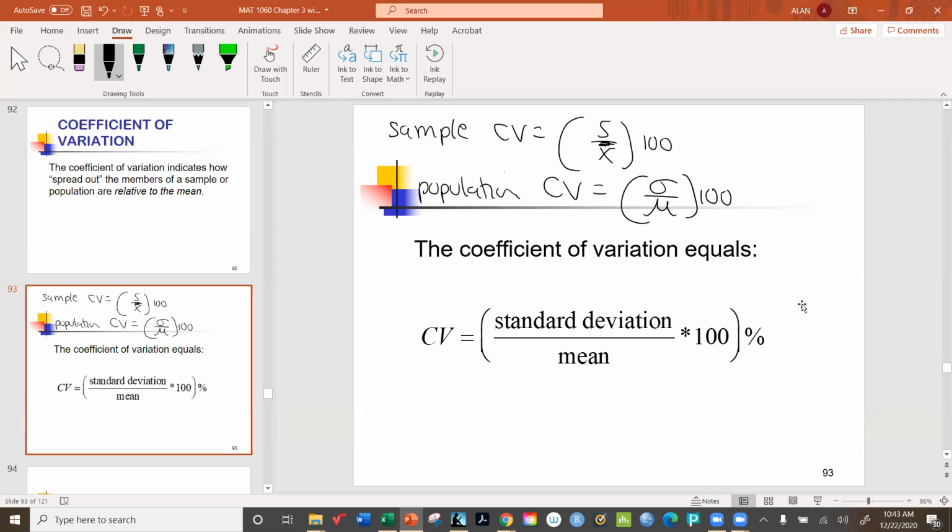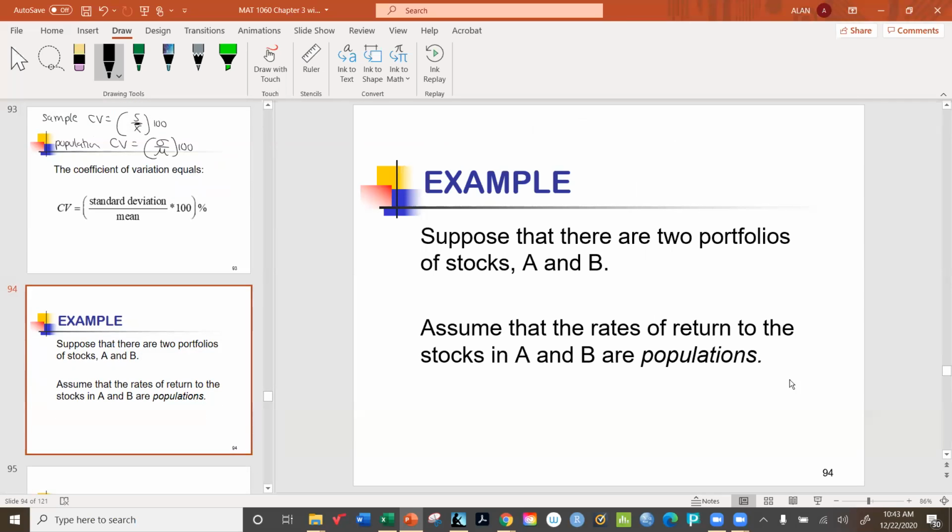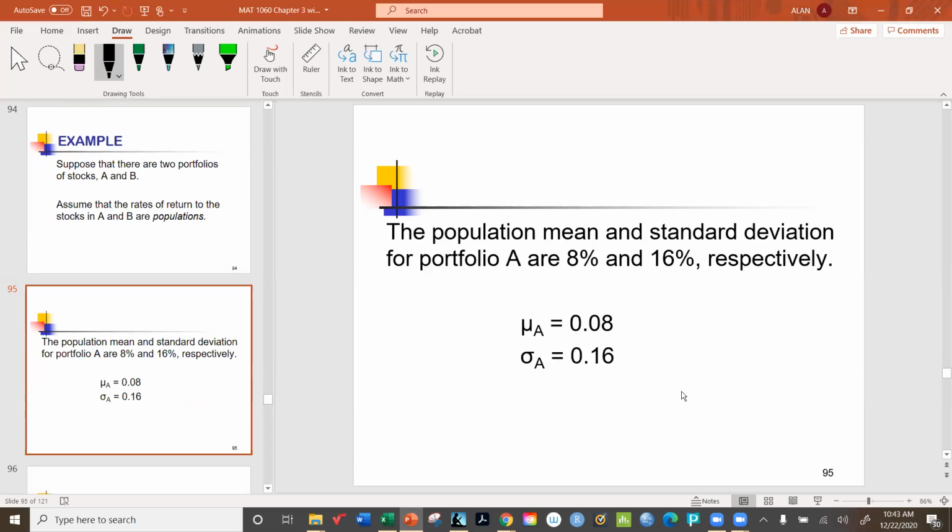So let's look at this example. They're actually portfolios: stock portfolio A and portfolio B. We're going to think of these as populations. For portfolio A, the mean or average rate of return is 8% per year, and the standard deviation is 16% per year. So on average, if you hold this portfolio year in, year out, you'll make 8%, but there's going to be some variation from one year to the next. In other words, the value doesn't have to go up 8% every year. Some years it'll go up more than that, some years less, but it'll average out to about 8%. This tells me how much it can change from one year to the next.